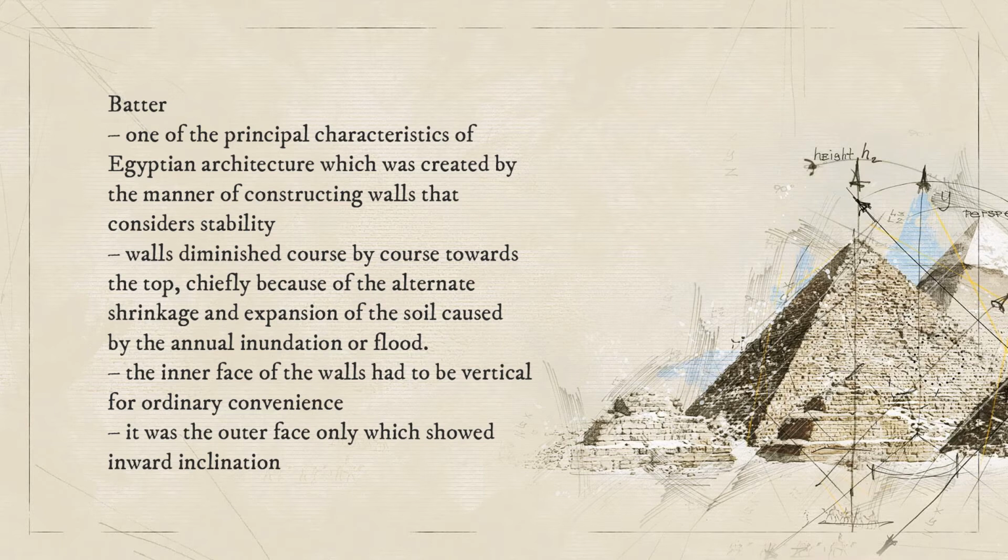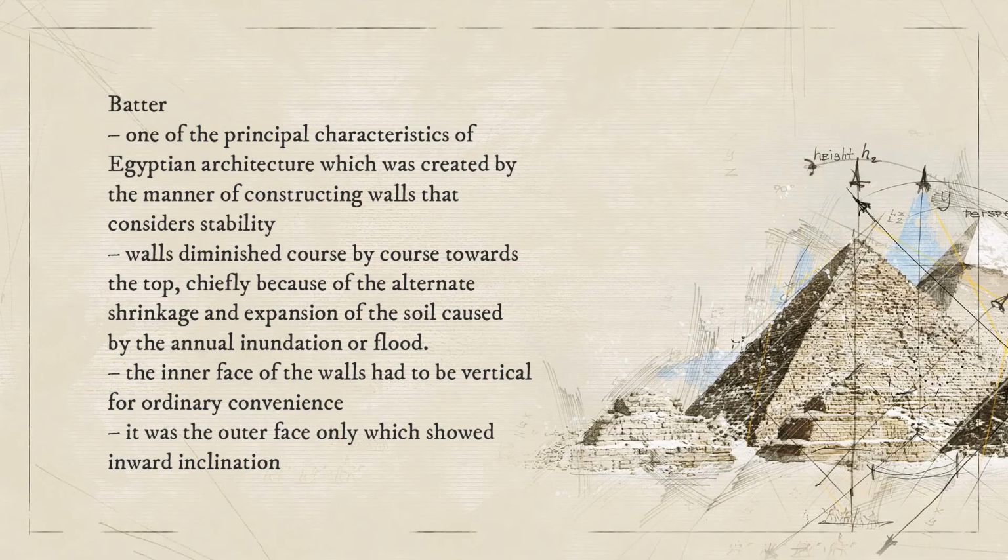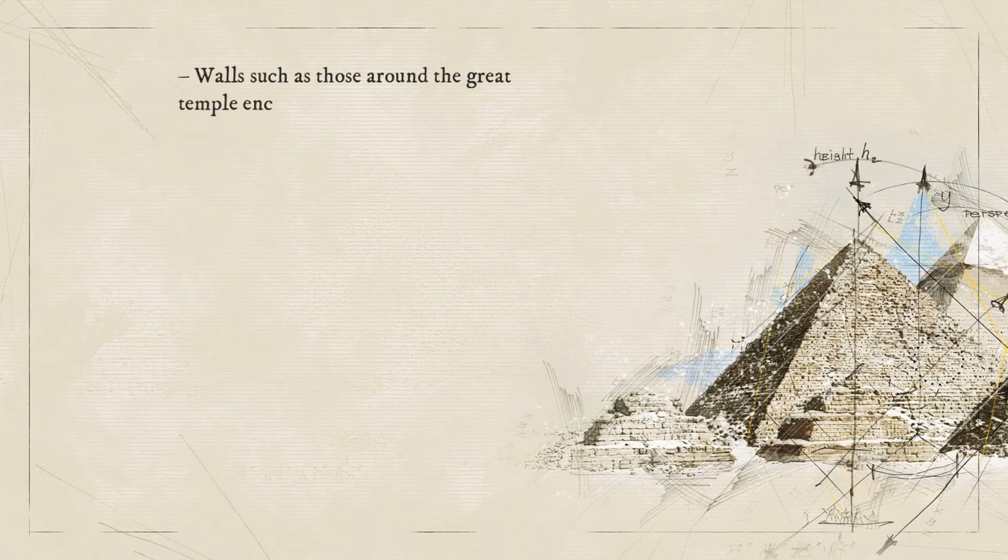One of the principal characteristics of Egyptian architecture was created by the manner of constructing walls that considers stability, which diminished course by course towards the top, slightly, because of the alternate shrinkage and expansion of the soil caused by the annual inundation or flood. The inner face of the walls had to be vertical for ordinary convenience. It was the outer face only which showed inward inclination.